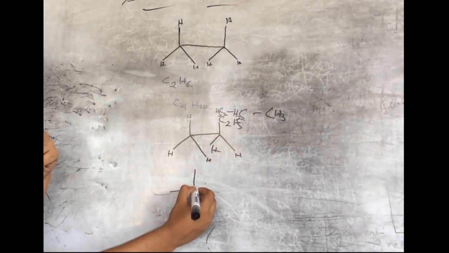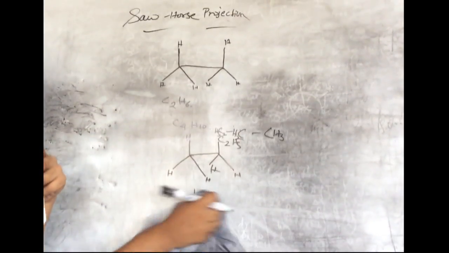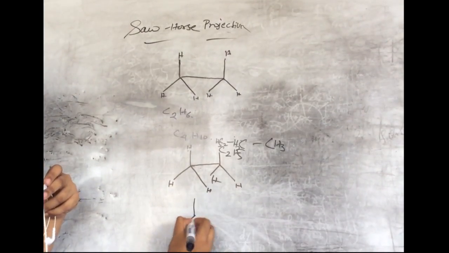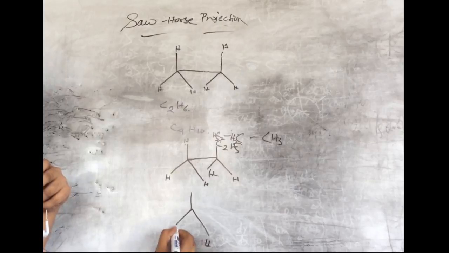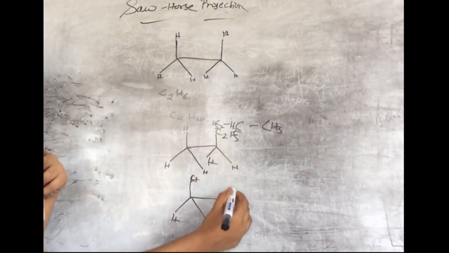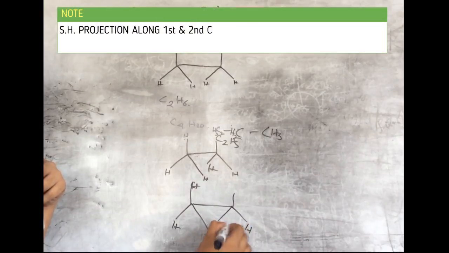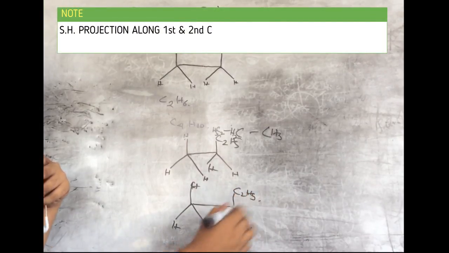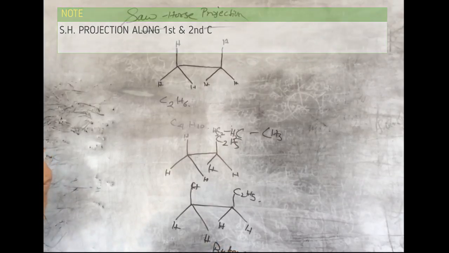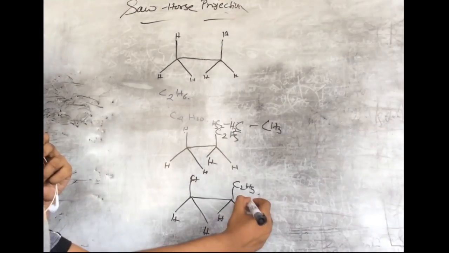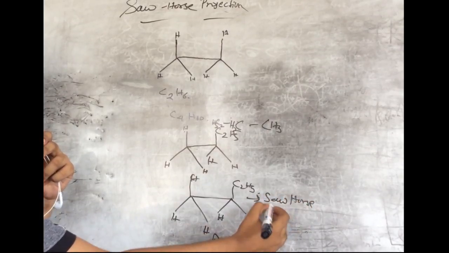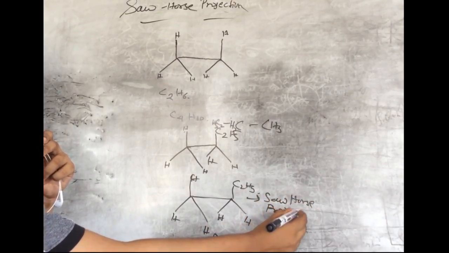So it should be 2 hydrogens and 2 hydrogens and 1 C2H5 for butane. So this is the Sawhorse projection.